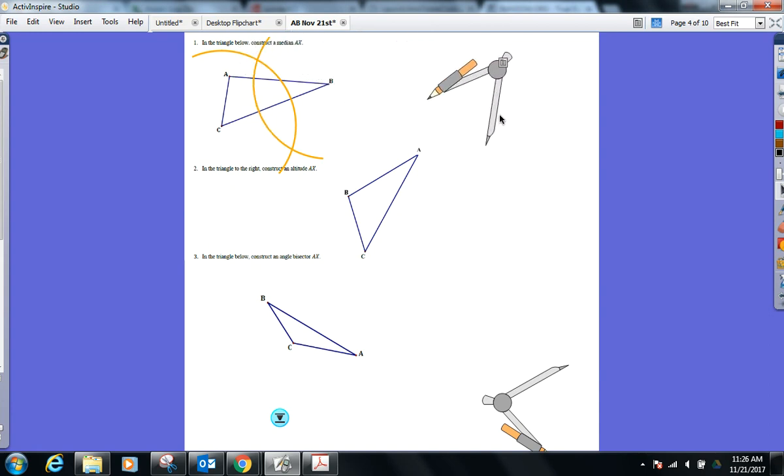Now, some of you may be getting a little anxious because, hey, it's not lining up with A. It doesn't have to. What is this construction doing for you? It's going to locate the what of BC? It's going to locate the midpoint.